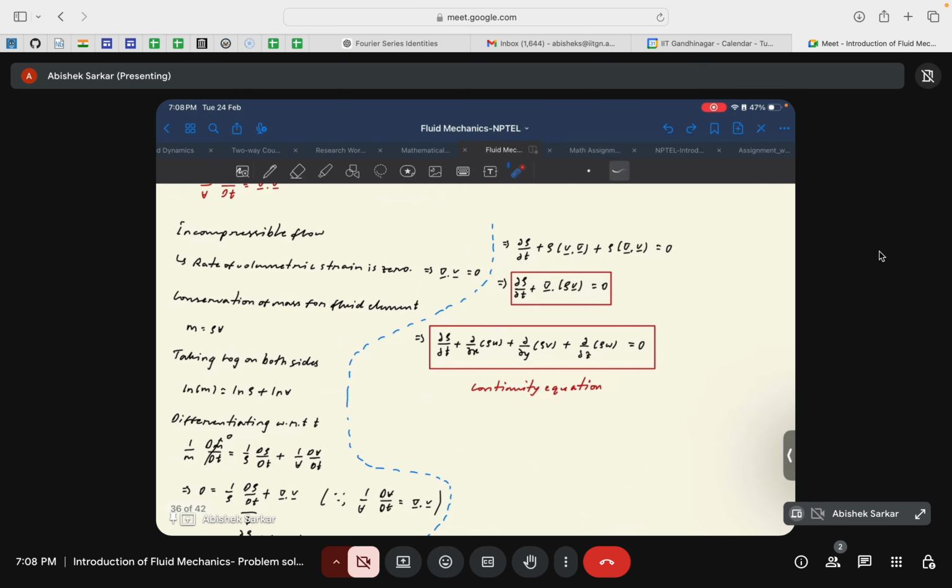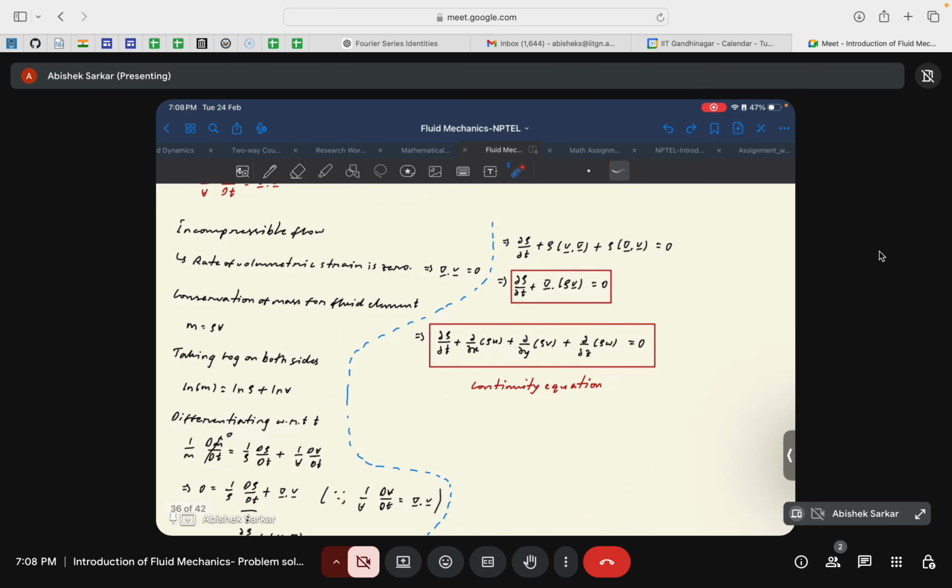Now for incompressible flows, we know that the rate of volumetric strain is 0, so nabla dot v, or del dot v, is equal to 0. I might interchangeably use nabla dot v and del dot v. So del v is different and del dot v is different. Just don't get confused.